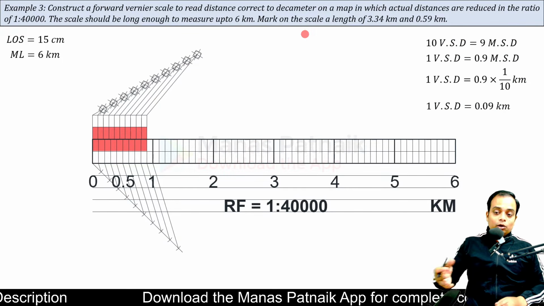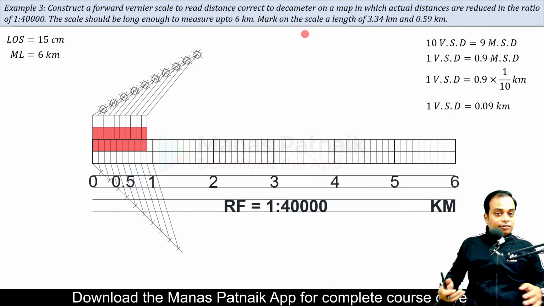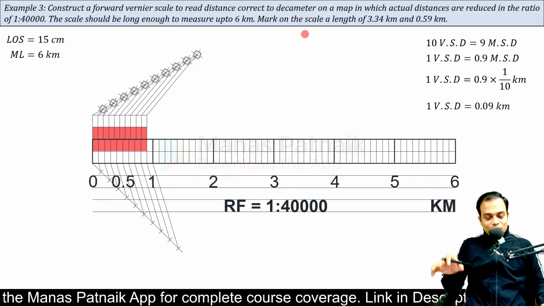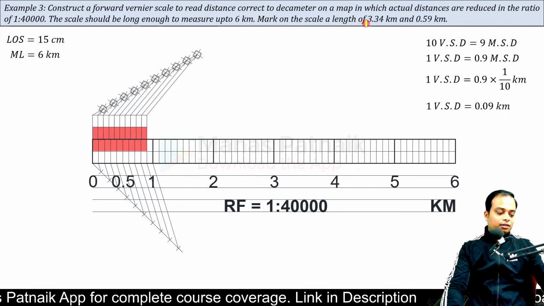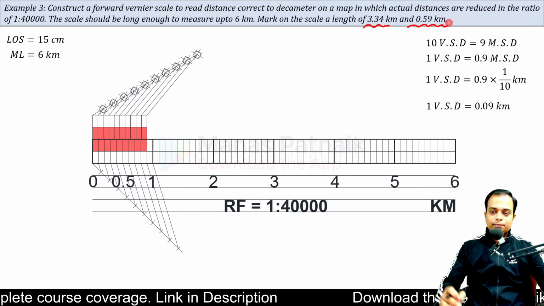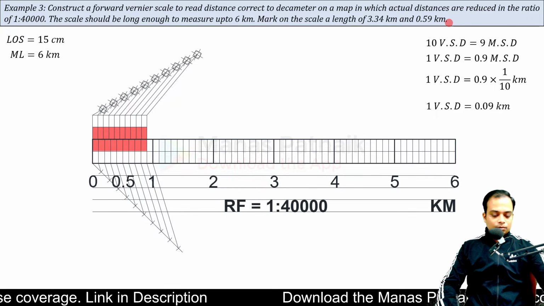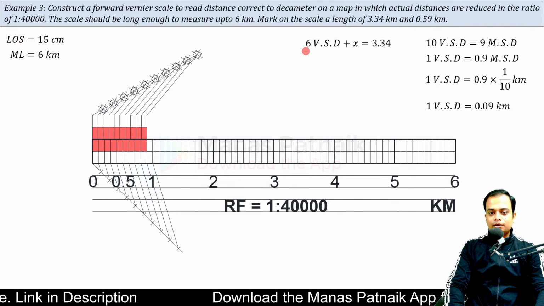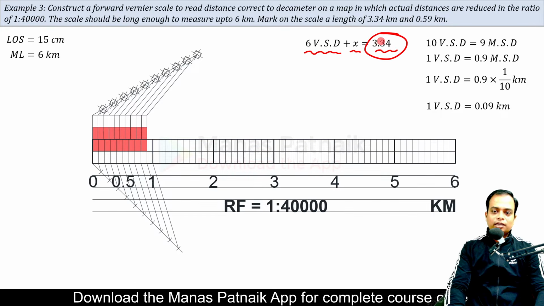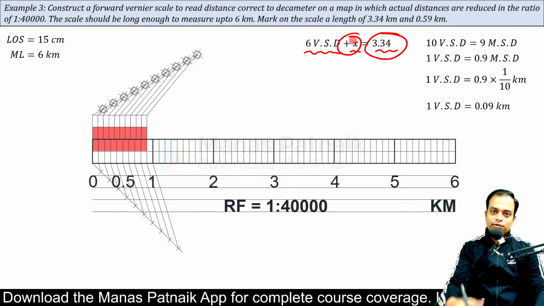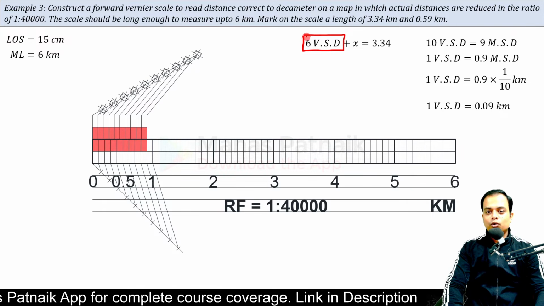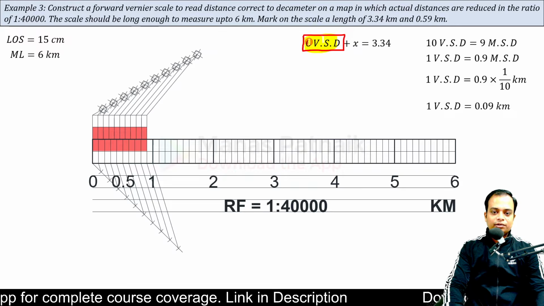Okay, sir, what is the point in doing all of these things? Haven't we already constructed the scale? Yes. The point of conducting all of these things is that you have to make some measurements. These are they, 3.34 and 0.59 kilometers. How do you do that? Now, listen to me. Sir, you've written some kind of an equation. Yes. This is known to us. This is what has to be calculated. The x has to be determined. But sir, what logic did you follow to write 6 vernier scale divisions?